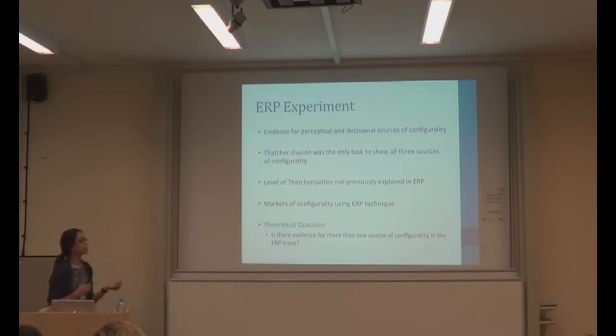And in ERP studies of the factor illusion, the level of factorization hasn't previously been explored, so we thought it might be. Sorry, by level of factorisation, do you mean whether the one eyes feature or the mouth or both? Yeah. Okay. So whether just one feature is factorised or both. Right. So we were looking to find markers of configurality using the ERP technique. And our theoretical question is: is there any evidence for more than one source of configurality in the ERP trace?